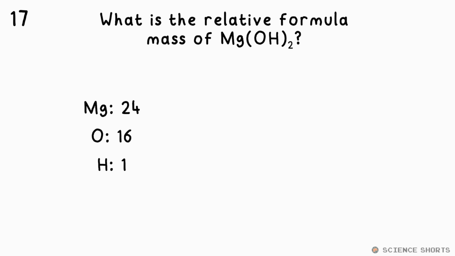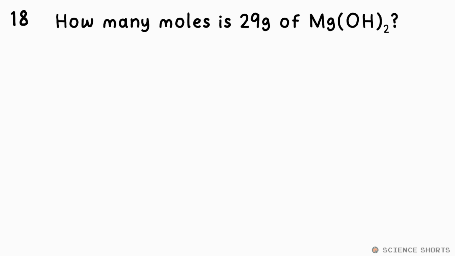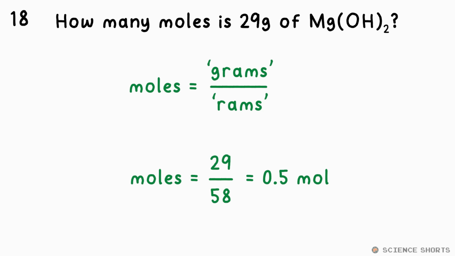What is the relative formula mass of magnesium hydroxide using their individual relative atomic masses, or RAMs? A hydroxide OH group is 17. Add 2 lots of this to magnesium's 24 and you have a relative mass, we still might say RAM for short, of 58. This of course is in grams per mole. How many moles is 29 grams of magnesium hydroxide? We use the equation moles equals grams over RAMs, and that gives us 0.5 moles.